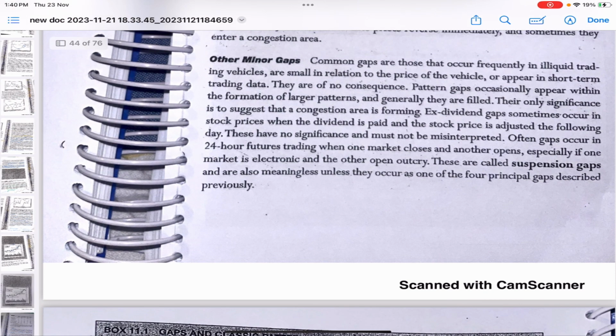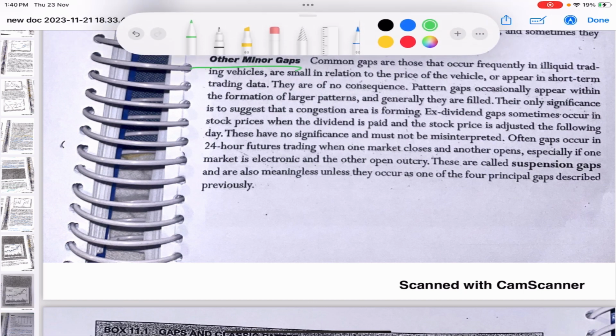Okay, so now we have the other kind of minor gaps and stuff like that. These are the kind of gaps which occur due to reasons like the company has introduced some dividends and stuff like that. There is some kind of news about the stock in the market, and things like that, which cause small minor gaps. So that is the other minor gaps.